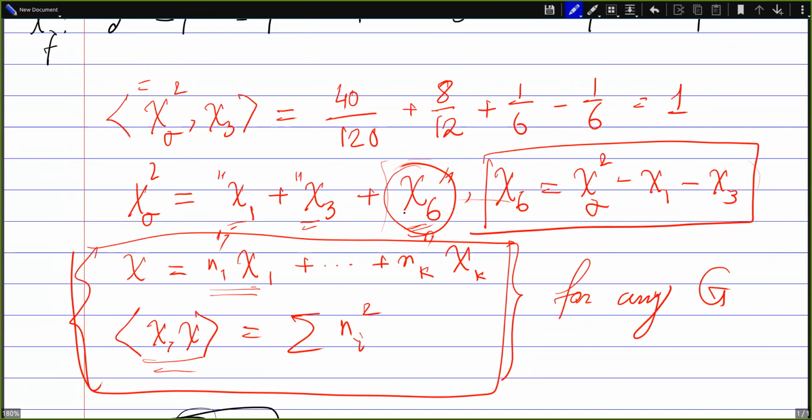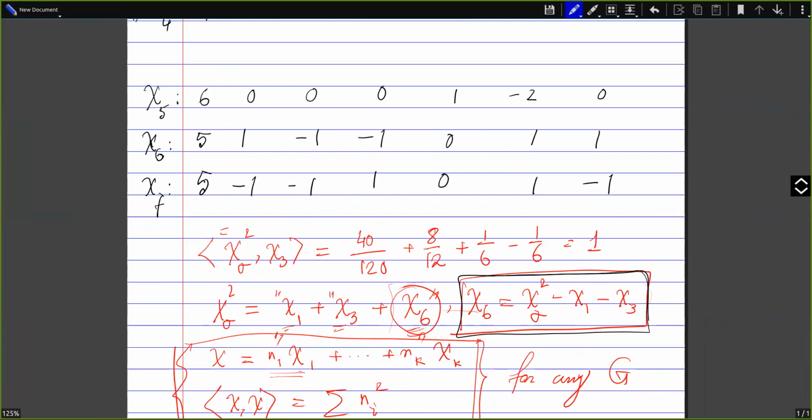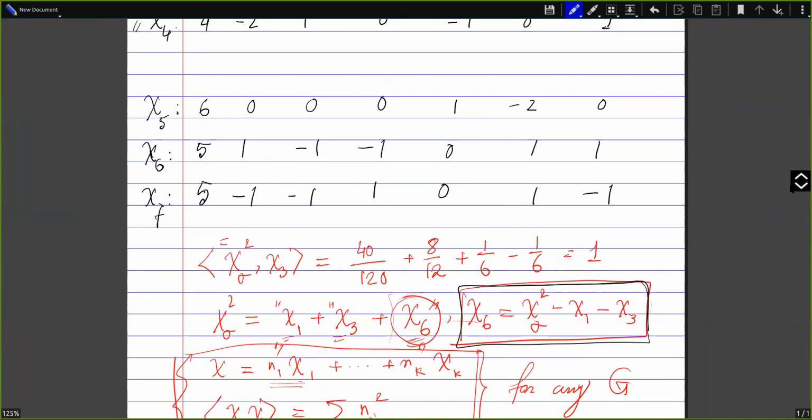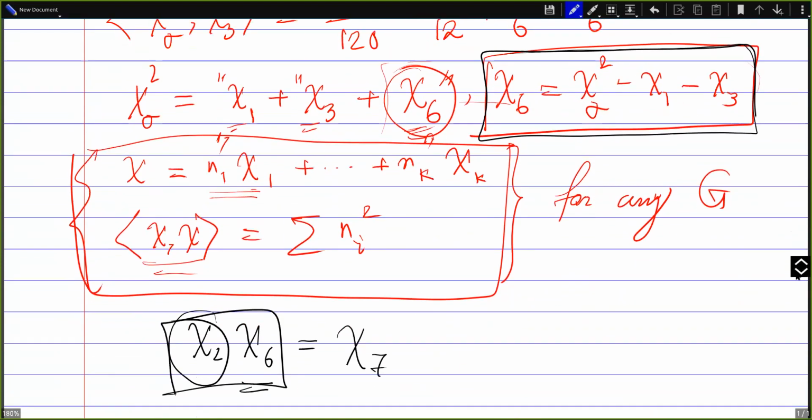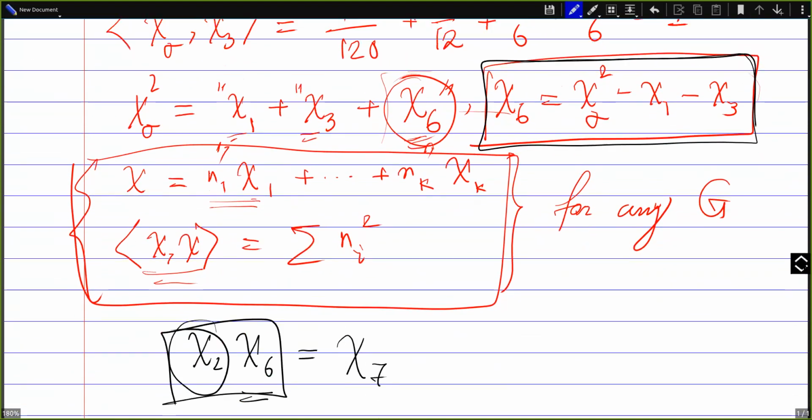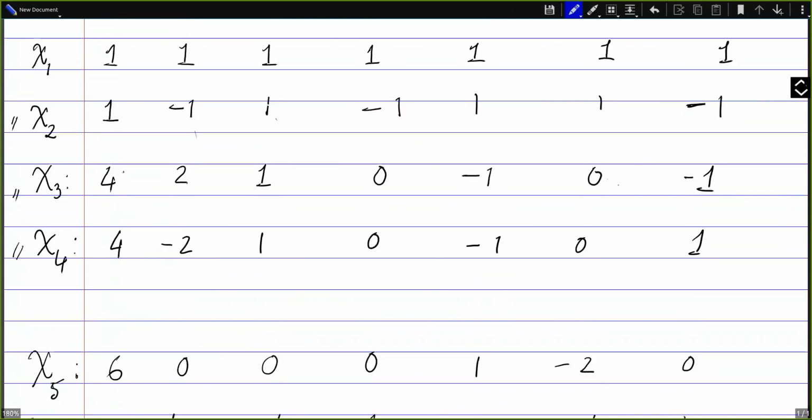So I've denoted that by chi 6. The values of chi 6 can be obtained from this formula, and we easily see that its dimension is 5. So it's a different character. We place that here. Once we have found chi 6, just multiplying by chi 2, we get chi 7. Thus we have all the 7 characters that we are supposed to find.